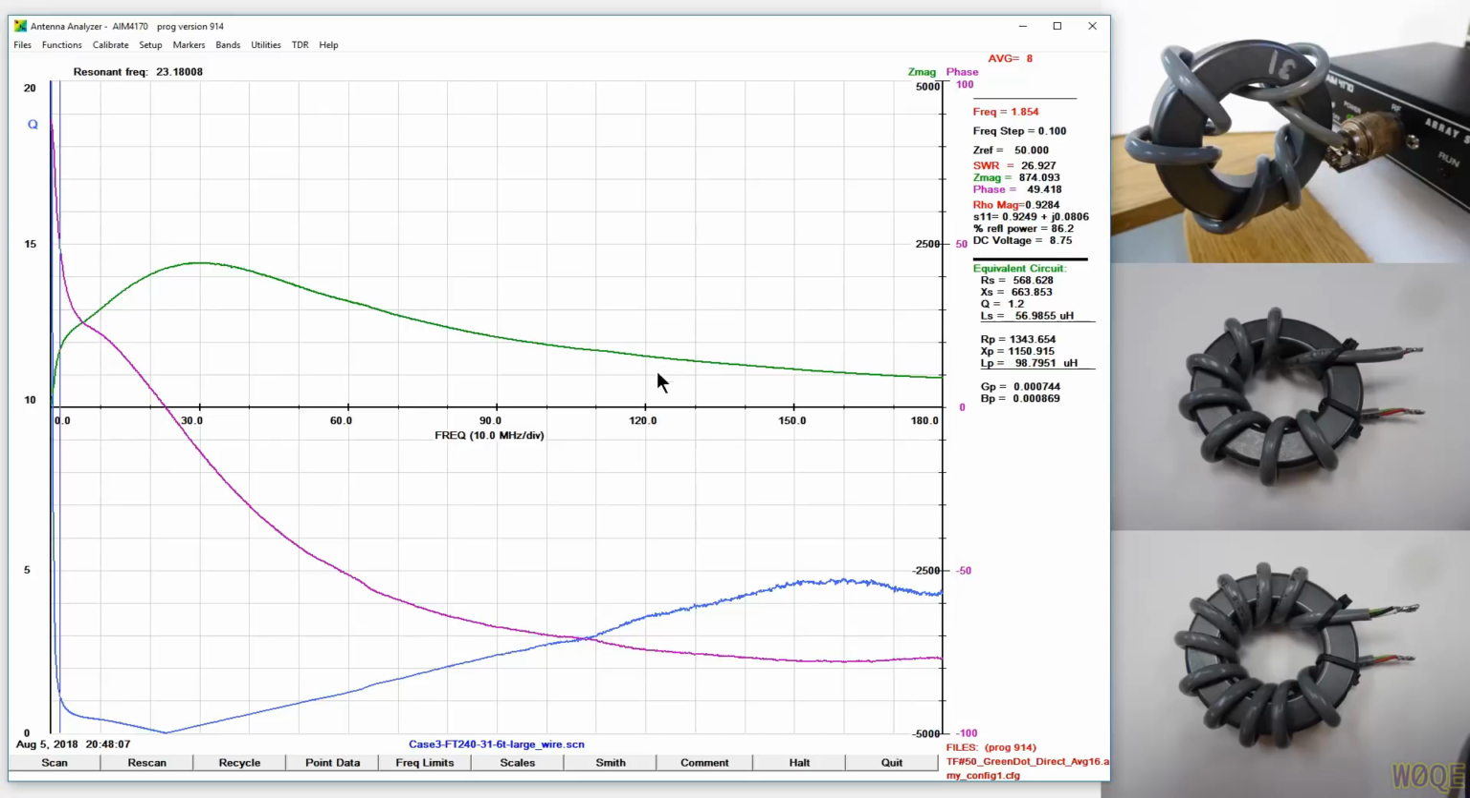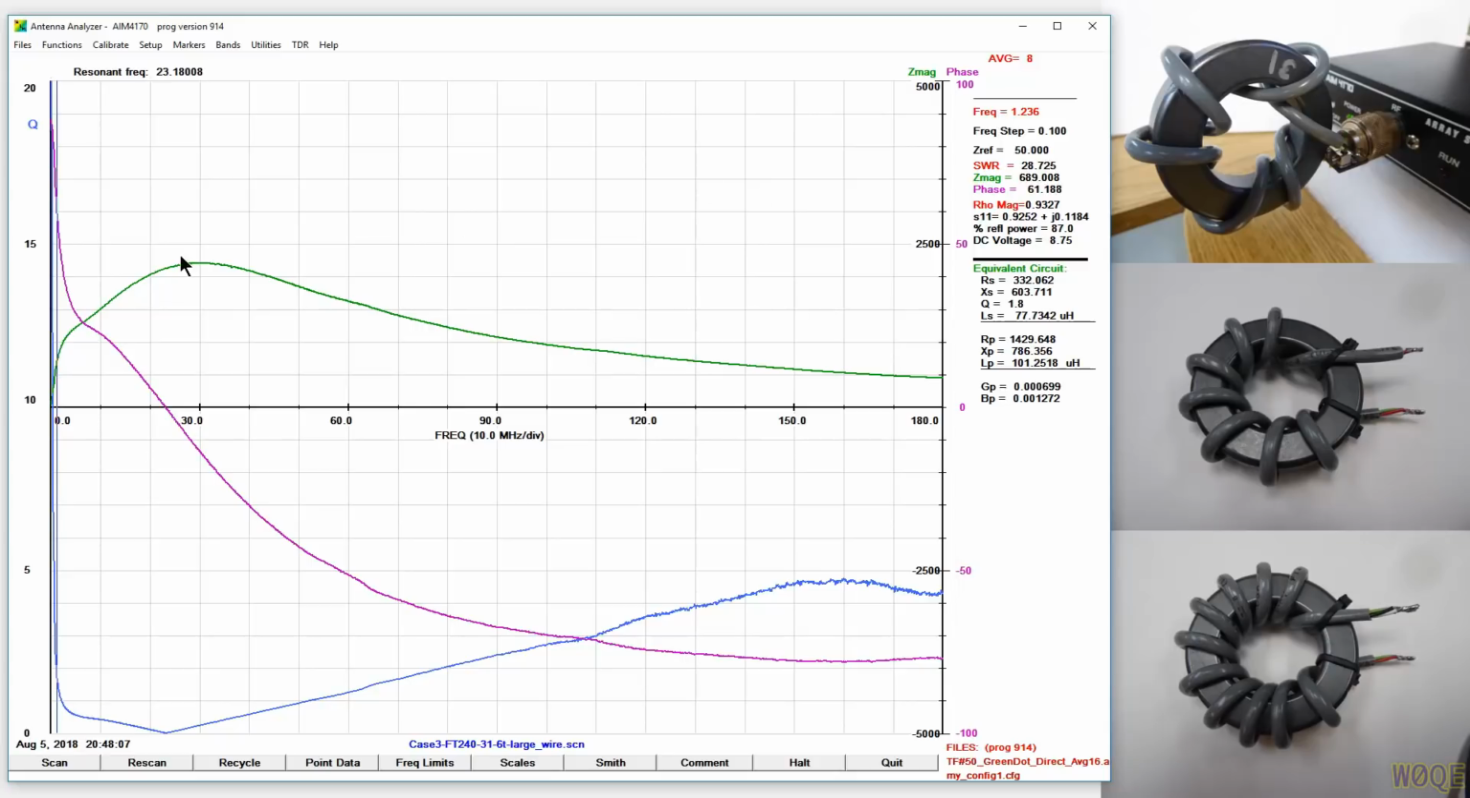at 1.8 megahertz that's a little bit less than 1,000 ohms. We said we needed 7 turns, and this is 6 turns, so that's a pretty reasonable guess for the number of turns. We see it is inductive up until about 23 megahertz, and then it becomes capacitive at that point.